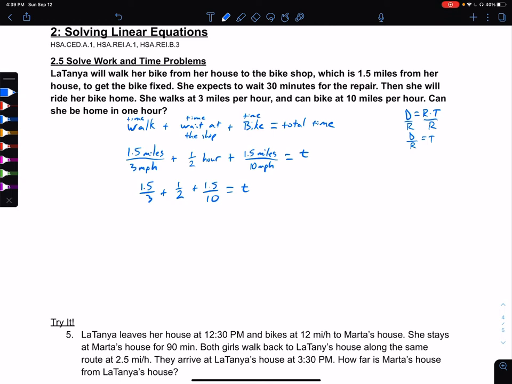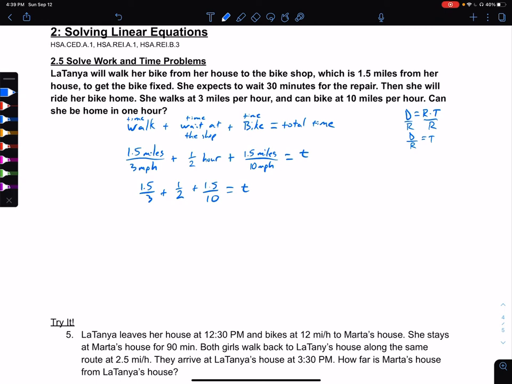And there's a couple ways we can go about this. We have three fractions on the left. So we have 1.5 over 3, 1/2, and 1.5 over 10. So what we can do is we can add those up, we can combine them, or we can look to solve this. And what I'm going to suggest, anytime you have any type of linear equation with fractions, is try to get rid of the fraction as soon as possible.